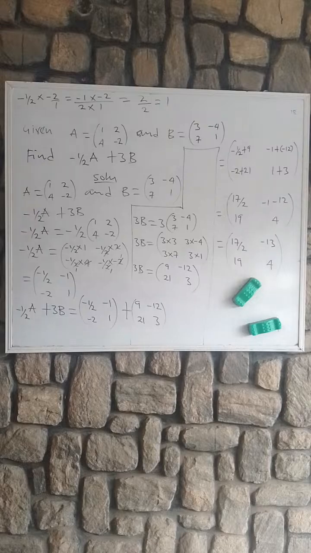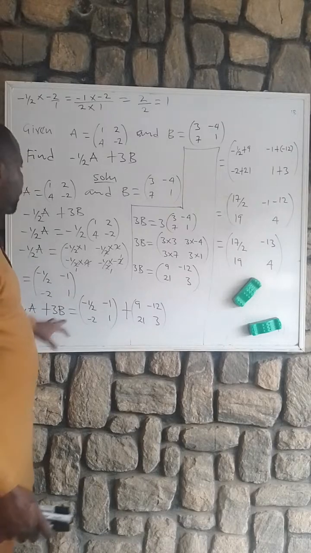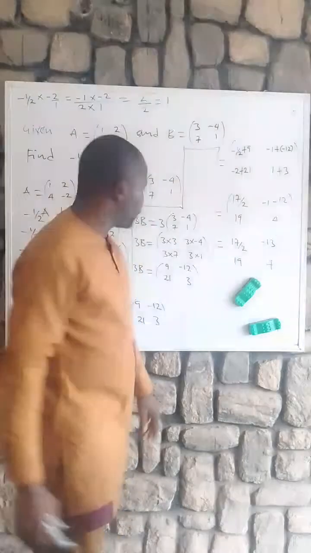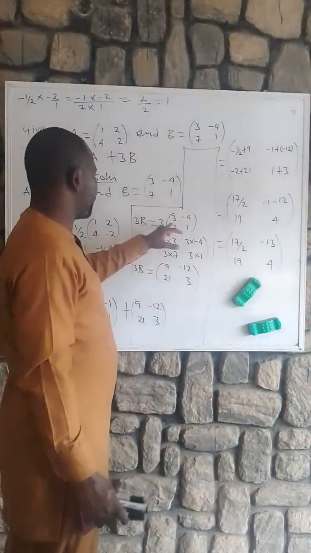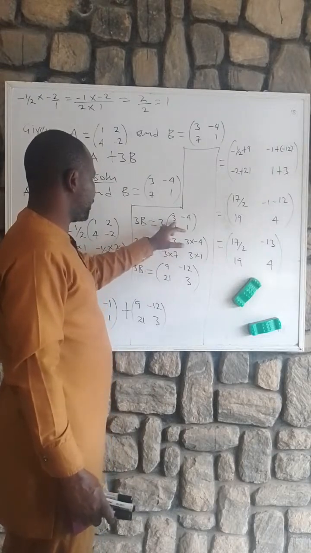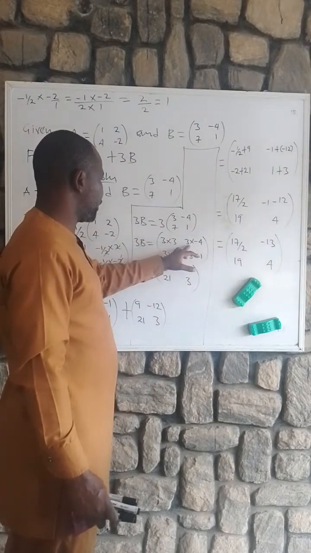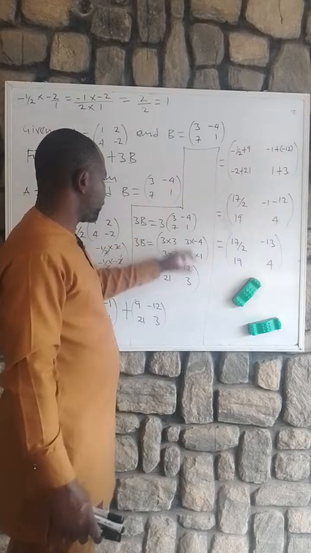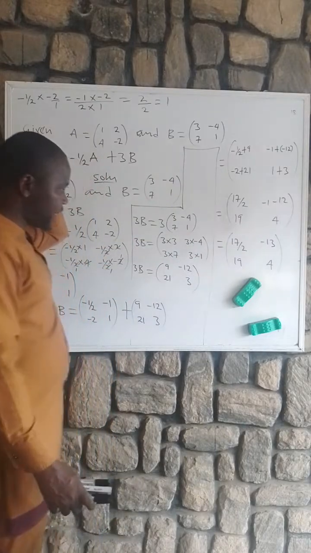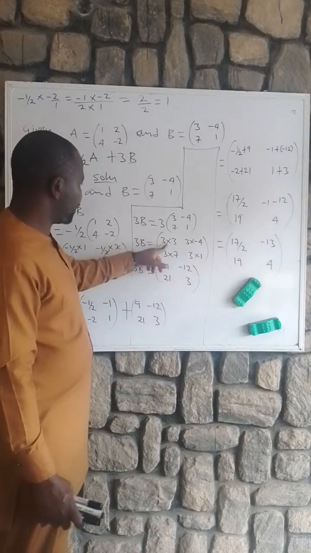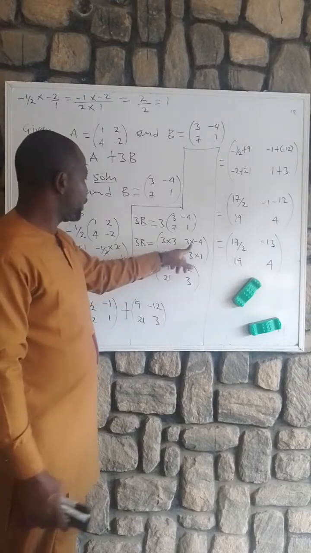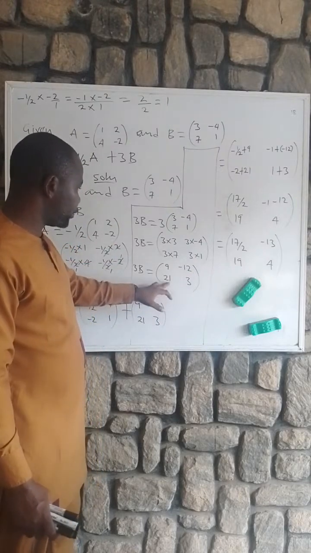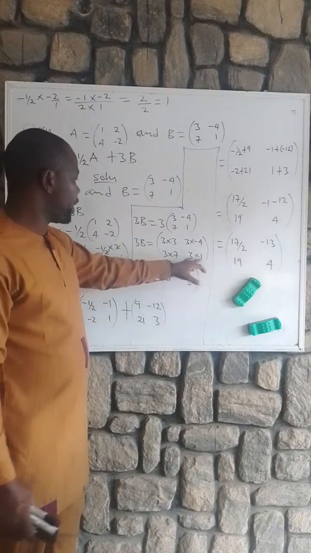Then here is the same thing, 3B. What is your matrix B? Matrix B is 3, minus 4, 7, 1. True or false? So 3B means 3 times 3, look at it, 3 times this 3, 3 times minus 4, 3 times 7, 3 times 1. Are you following? So you can now see that 3 times 3 gives us 9, 3 times minus 4 gives us minus 12, then 3 times 7 is 21, right? Then 3 times 1 is 3.